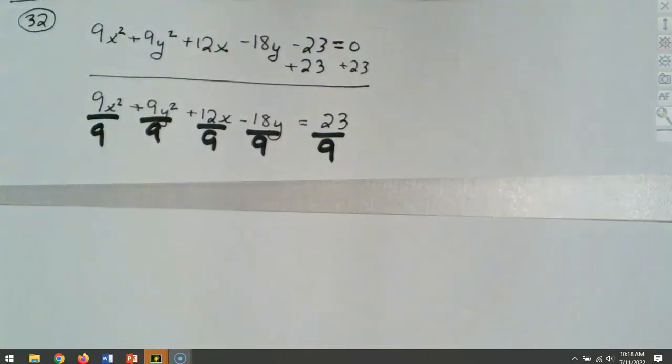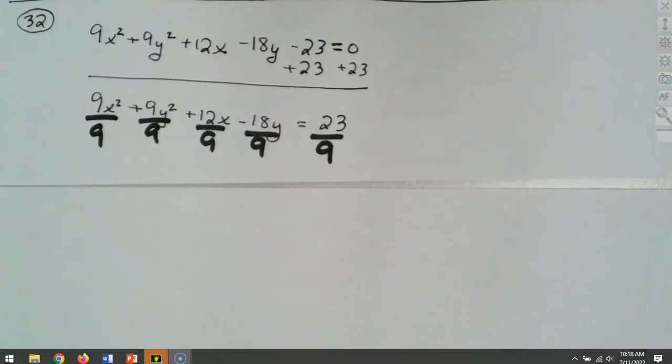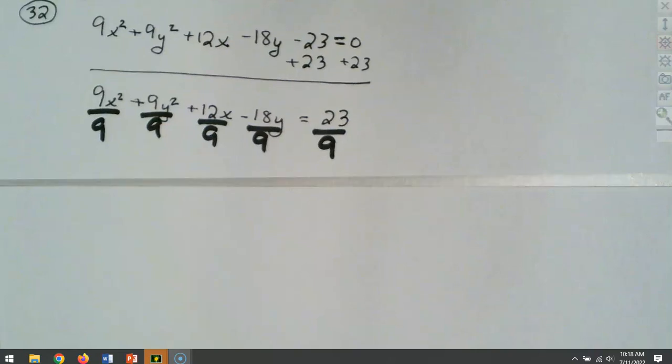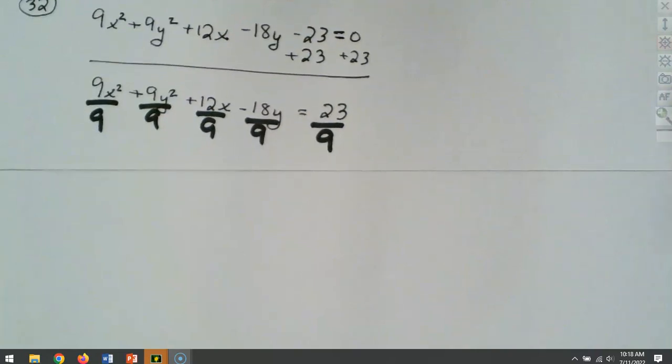If they were different numbers in front, like one's an 8 and one's a 7, that would be an ellipse. And we don't cover ellipses in this course. That's a calculus type of problem. So we're only working with circles. And so we divide by 9.